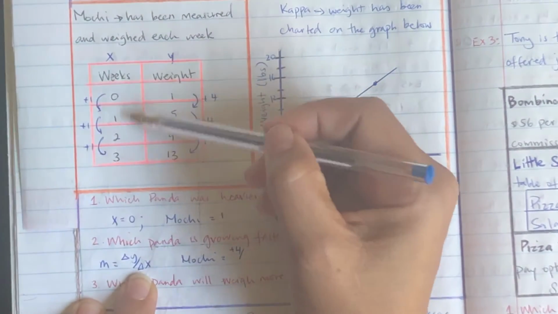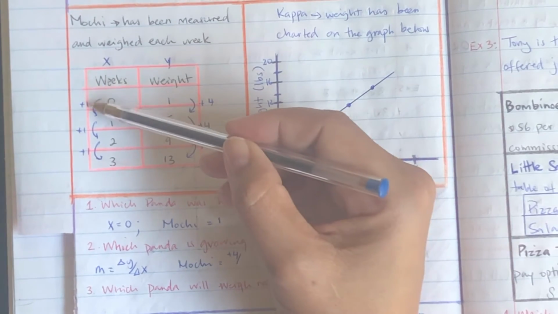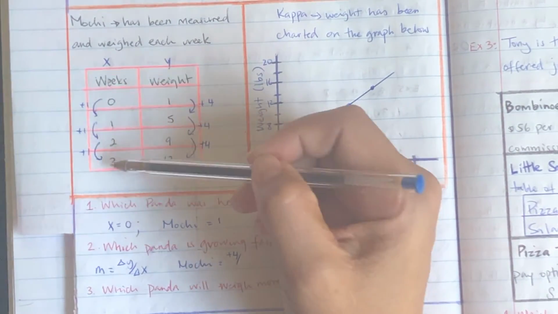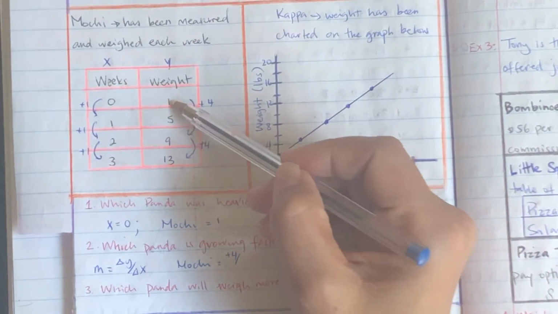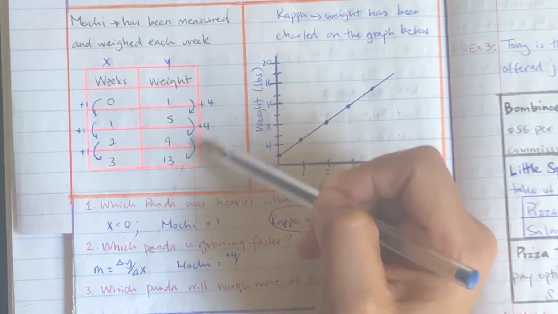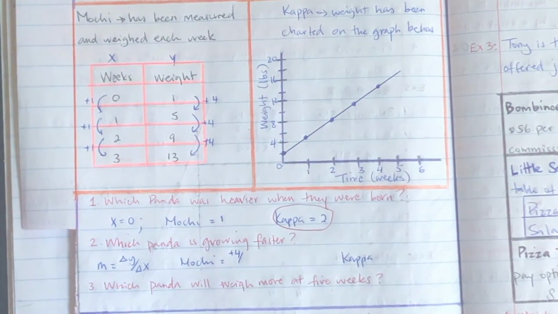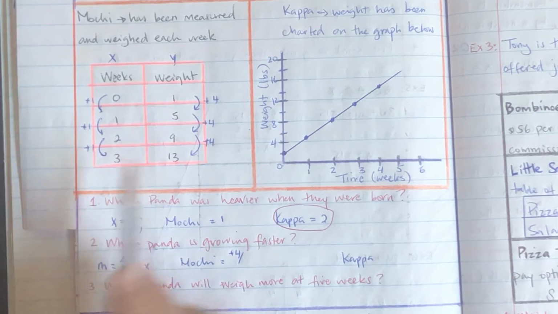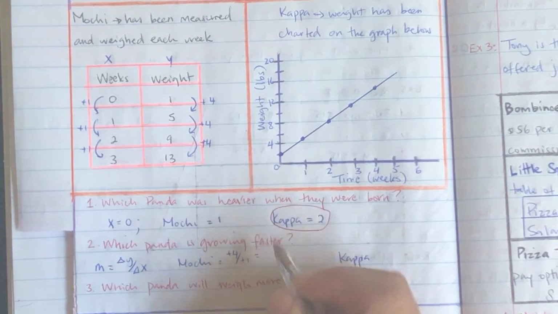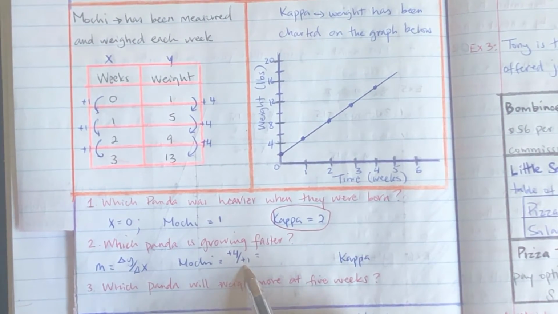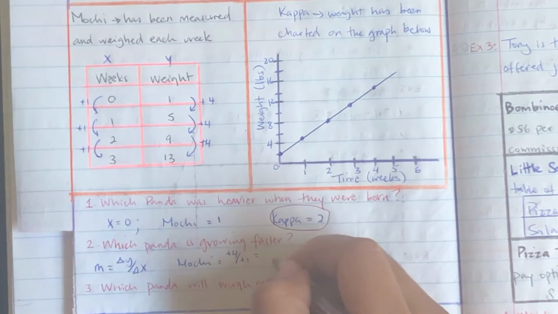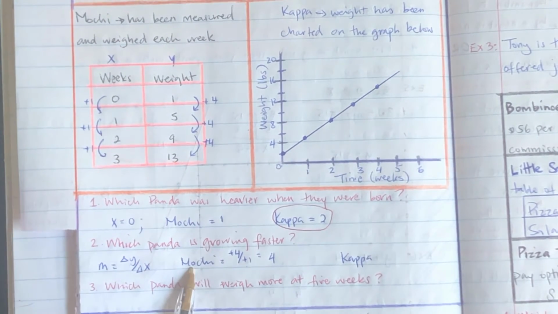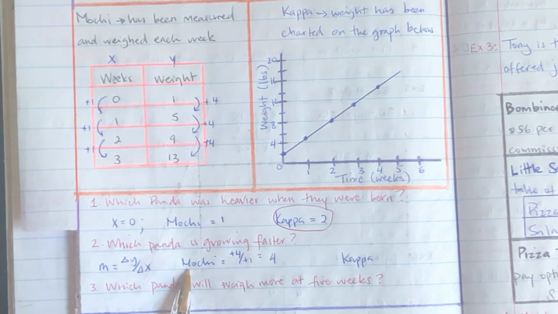And all you do is you subtract these two. 1 minus 0 is 1. 2 minus 1 is 1. 3 minus 2 is 1. 5 minus 1 is 4. 9 minus 5 is 4. 13 minus 9 is 4, in case you can't just see it. So change in x is positive 1. So simplify, positive by positive is a positive. 4 divided by 1 is 4. So this is the slope, or how fast Mochi is growing.